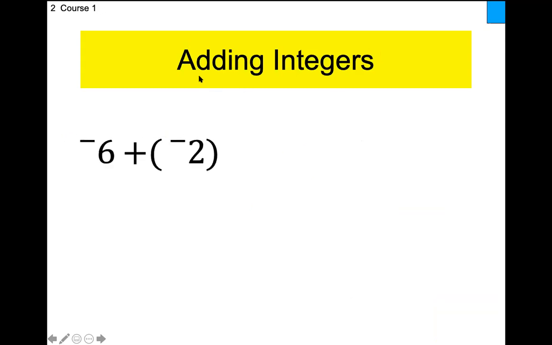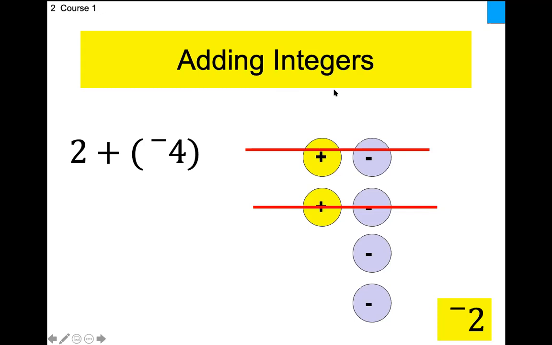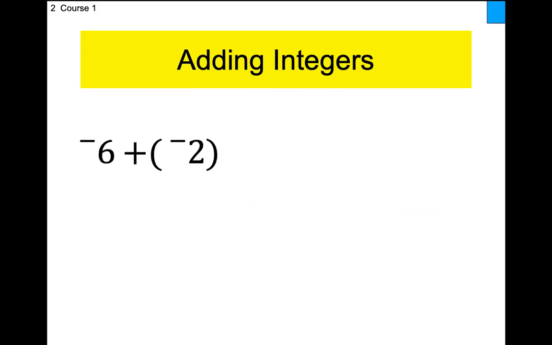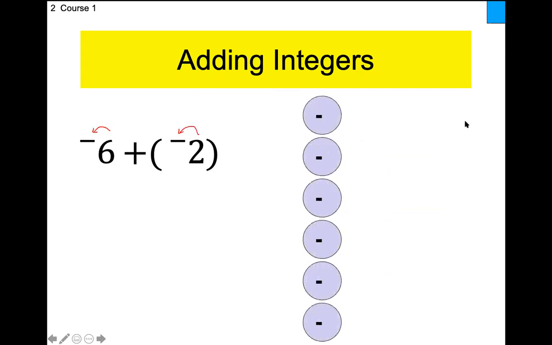What if the question is like -6 plus 6? Okay, we'll do that. All right, let's do this one first. Coin method. -6 plus -2. Well, the first number is negative. I can see it's negative because the symbol right next to it is negative. The second number is also negative. So I need 6 negative coins, grouping that with another 2 negative coins.